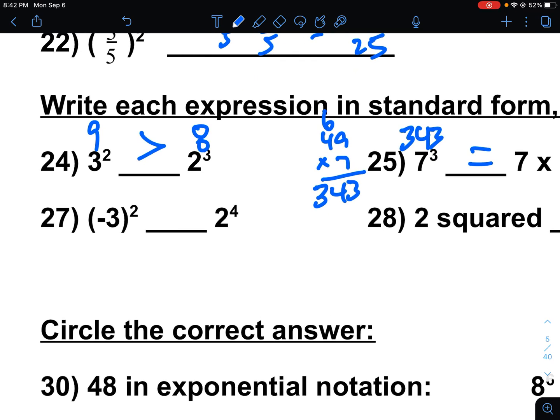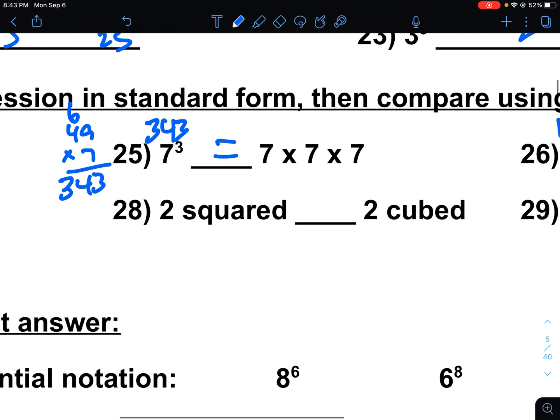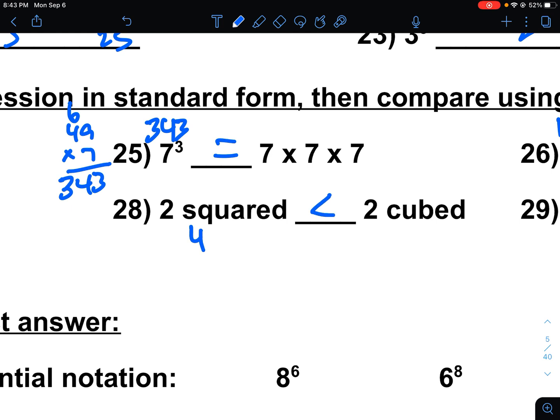Number 27, negative 3 times negative 3. It is a positive answer because it's two of them, and it's going to be 9. 2 to the fourth is, I think I figured it out, all right. It's 16. 2 times 2, 4, times 2, 8, times 2, 16. 16 is greater than that. 2 squared is 4. 2 cubed is definitely bigger, but just in case you didn't know, it's 8.